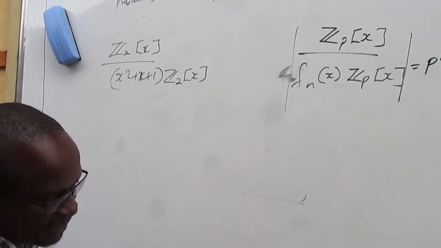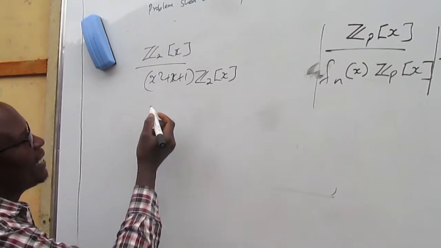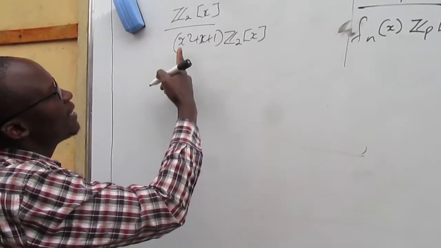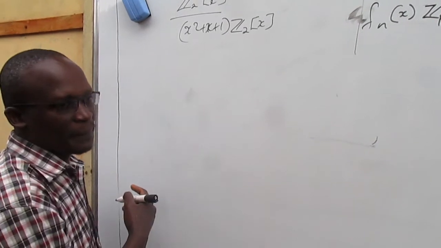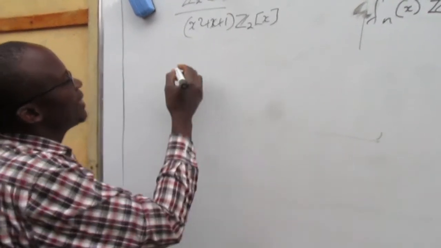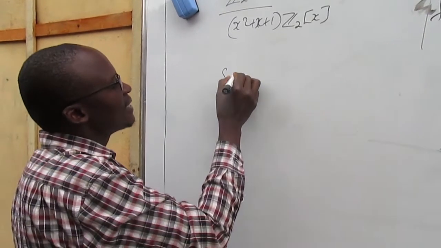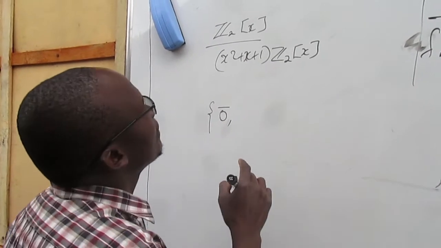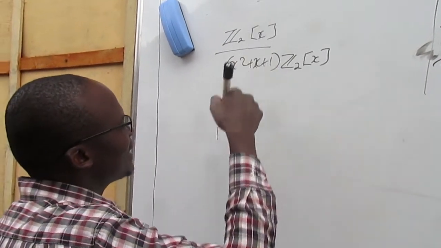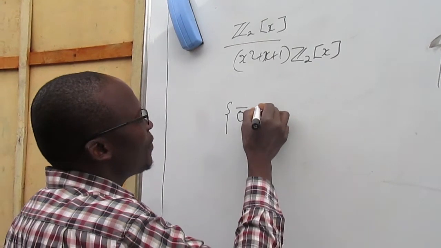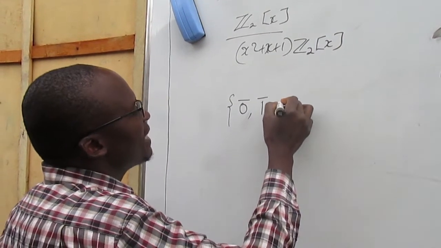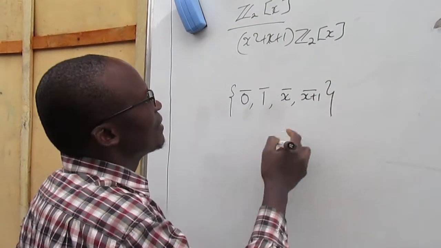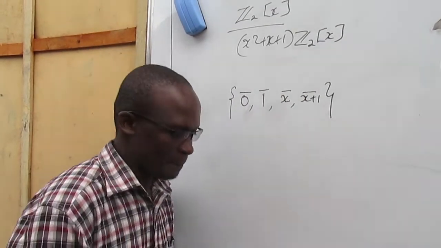And now how do you get those elements? The elements are obtained by looking out for the remainders when you divide any arbitrary polynomial over Z2 by x squared plus x plus 1. The possible remainders here will be 0, that is if this polynomial divides into that exactly, then we can also have a remainder of 1, a remainder of x, and a remainder of x plus 1. And so these are the elements in that finite field.